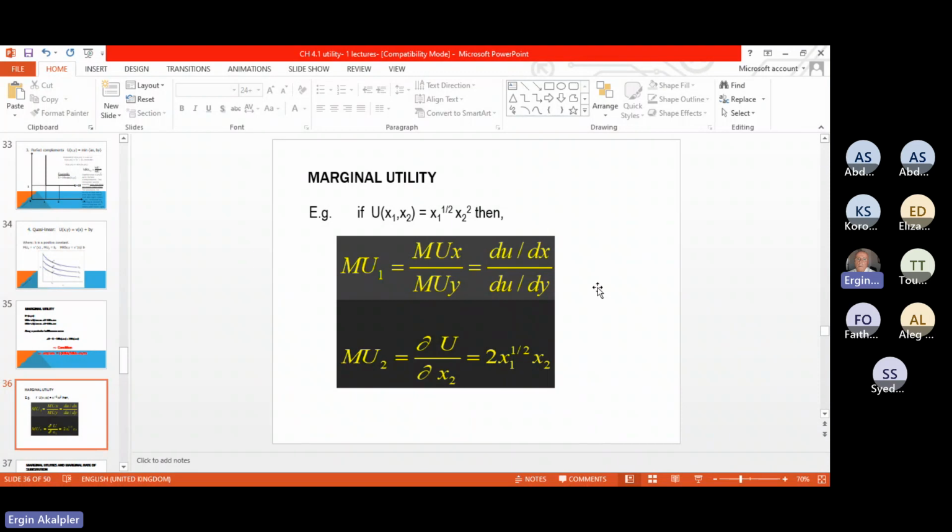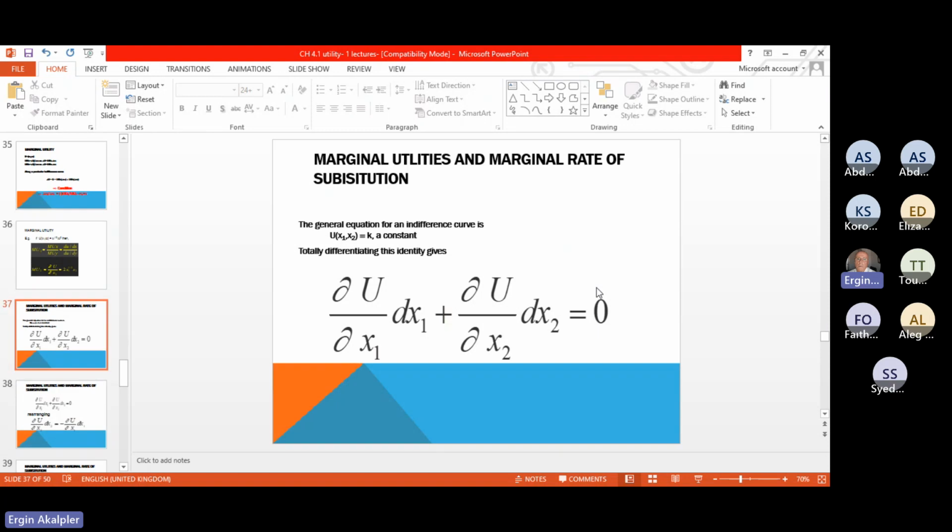Then, from this point of view, if you put in this given equation, you will get the marginal utility of delta u over delta x2. When you differentiate x1, you will get 2 x1 to the power of 1/2 multiplied with x2, and you get this 2 for the x2 also. When we go to the next part, we look at marginal utilities and the marginal rate of substitution.